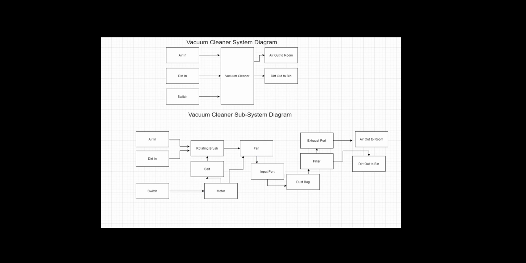Okay. Now, a systems diagram only shows the inputs and the outputs. The subsystems diagram goes into more detail. Okay. We could take the motor and split the motor down into its different parts, a kind of subsystem diagram. Okay. We don't need that level of detail.